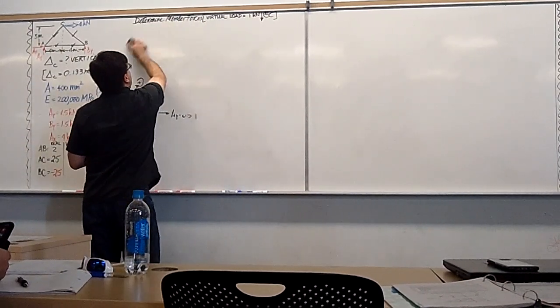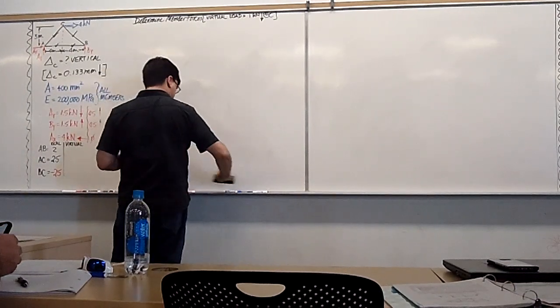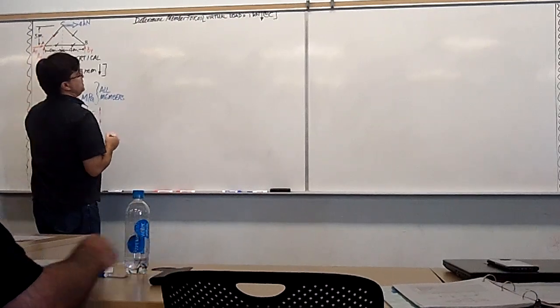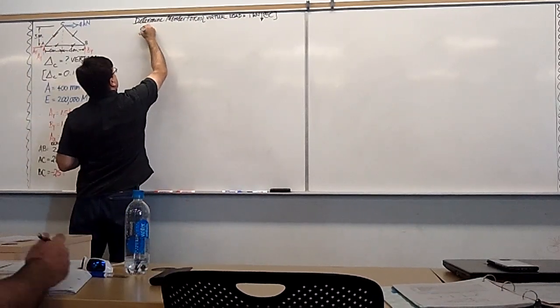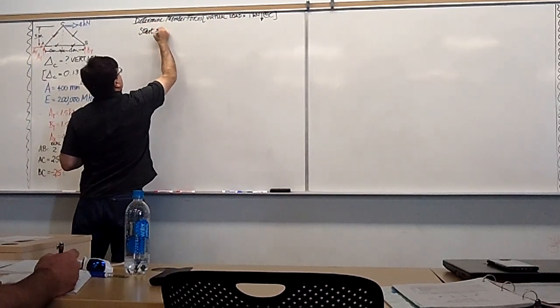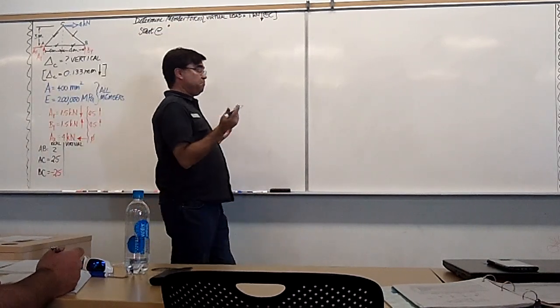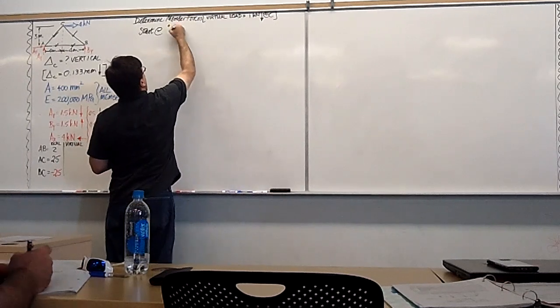So now that we have the reactions, we're going to go through the same process with the method of joints. Where do you want to start? A, B, or C? A? Okie dokie.